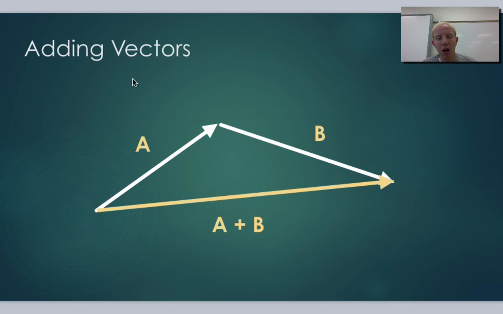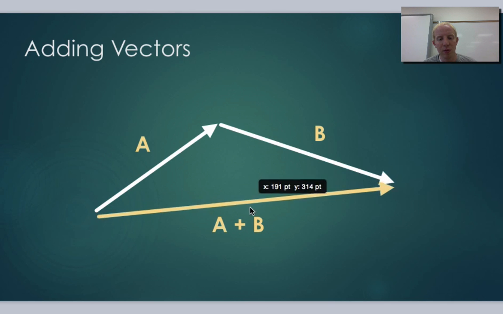Vectors always add according to what we call the tip-to-tail method. If I have two vectors, A and B, I can add them together by putting the tip of one arrow to the tail of the next one, and then the resulting vector is the tip to tail of the whole thing.